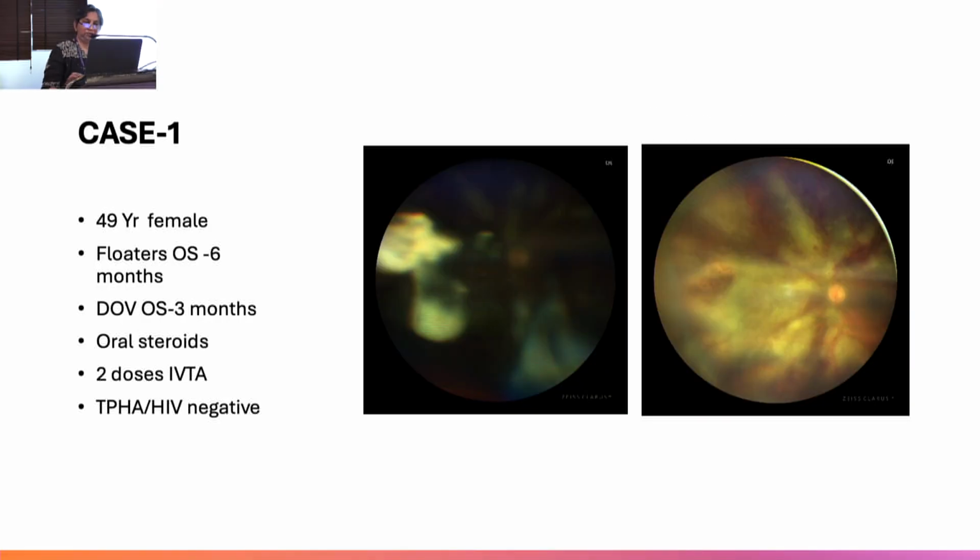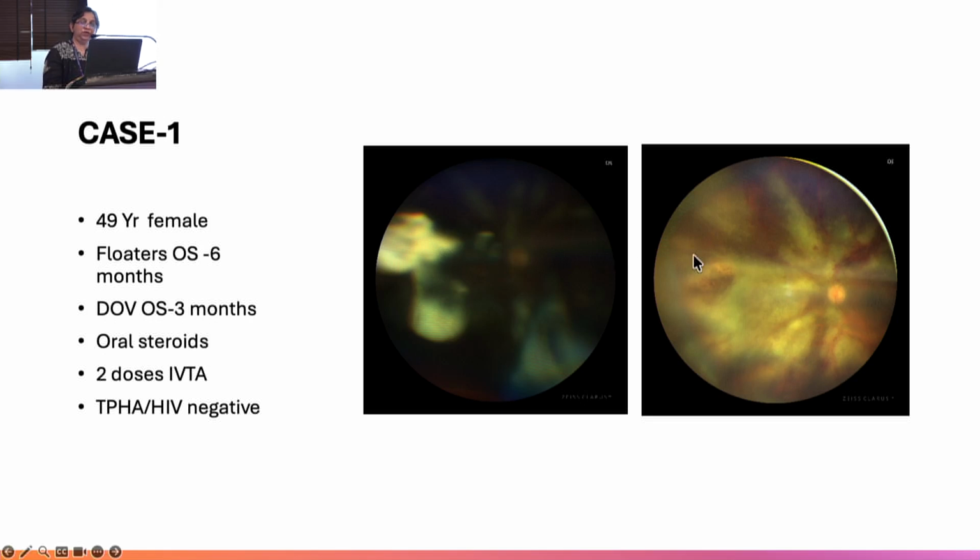So I want to share my first case, and this looks like a repetition actually. This is the third case being presented in the UVS session in this KSOS. There's a 49-year-old female treated elsewhere for floaters and decreased vision in the left eye. She has received oral steroids and 2 doses of IVTA. So at presentation, you can see the view is very hazy because of the IVTA and the vitritis, but even through that haze, we could see very extensive retinitis.